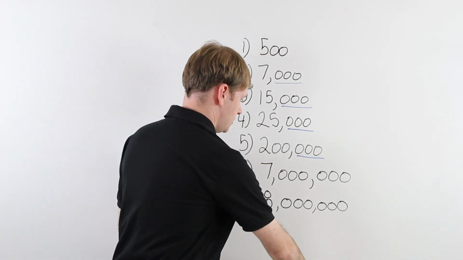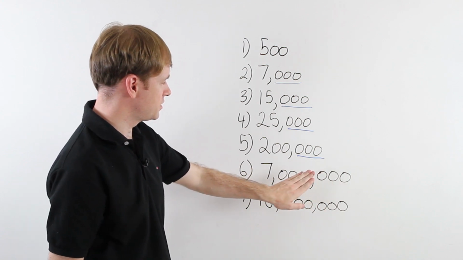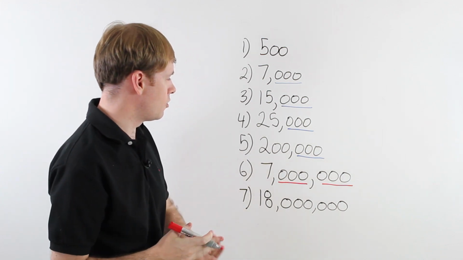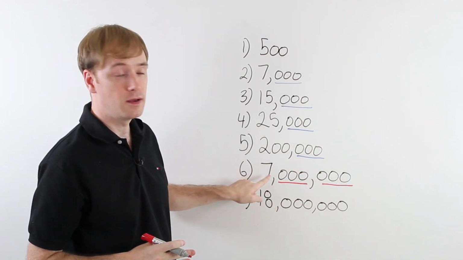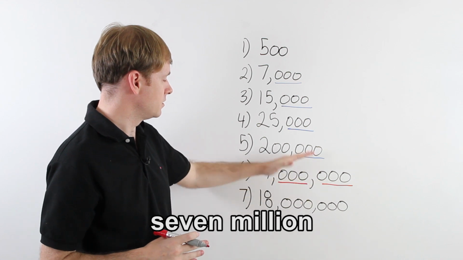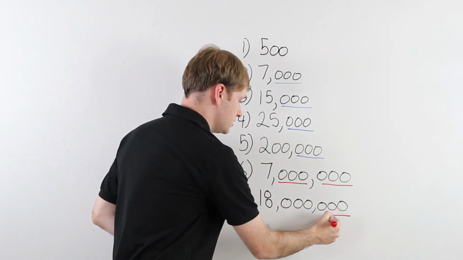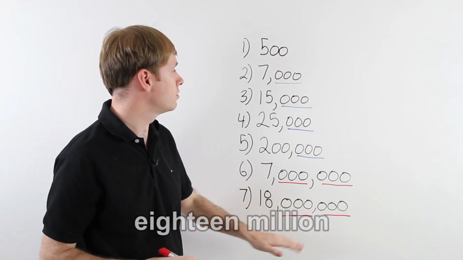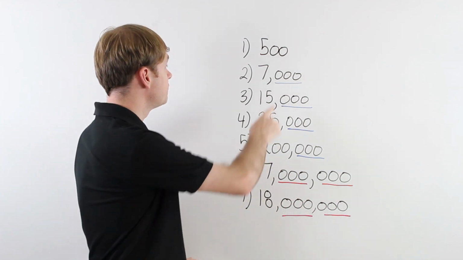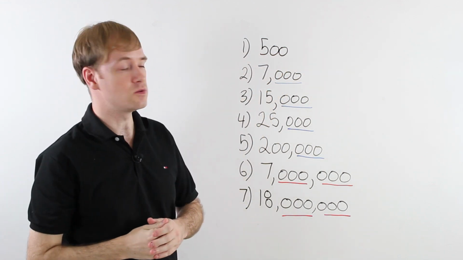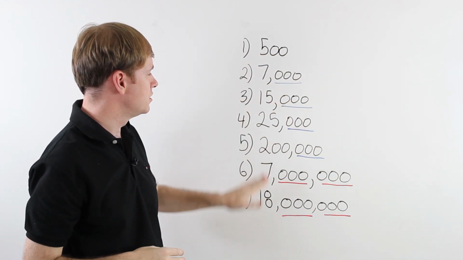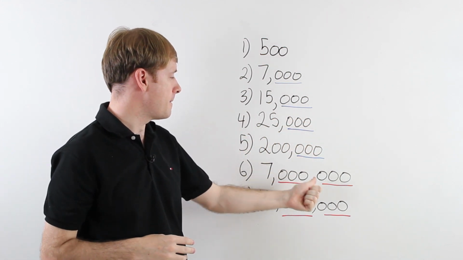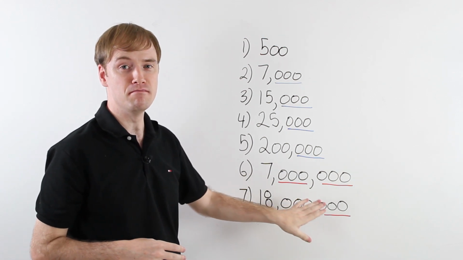Let's go to a bigger number. Now, we have 3 zeros, 3 zeros. So this is no longer 1,000. This is now million. 7 million. Okay, let's go to a bigger number. 3 zeros, 3 zeros, 18 million. Okay, so one more time. 500, 7,000, 15,000, 25,000, 200,000, 7 million, 18 million.